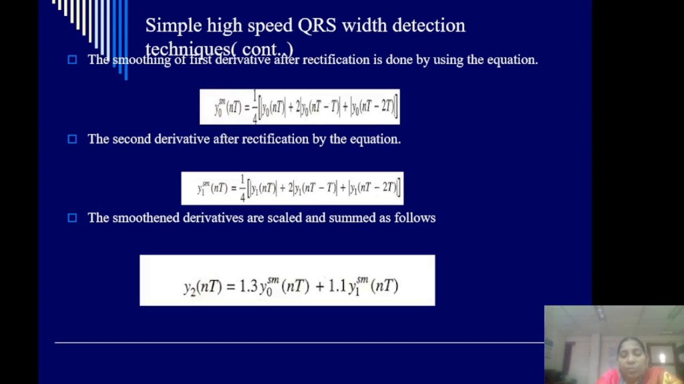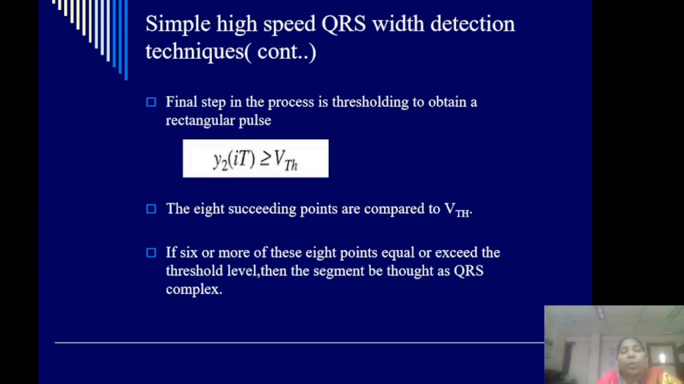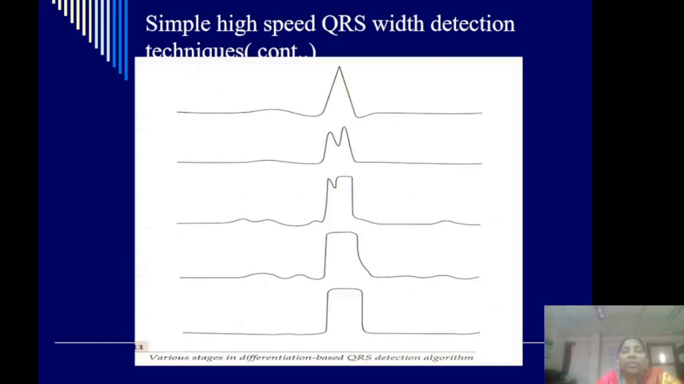After obtaining the smoothed signal, the next step is to apply thresholding. y2 should be greater than VTH, the threshold. In the signal we look at 8 succeeding points and compare those points with the threshold. If 6 or more points are equal to or exceed the threshold level, then we can segment the QRS complex. Now in the waveform, the first step shows the P wave and T wave detected, deleted and replaced with the baseline, so only the QRS complex remains.